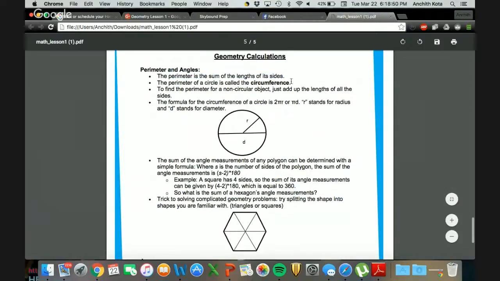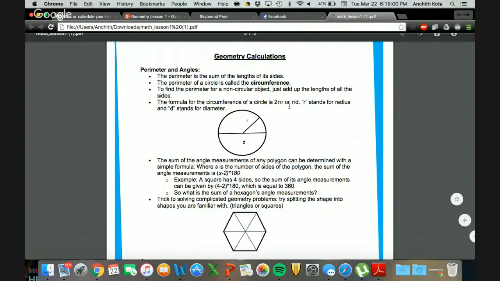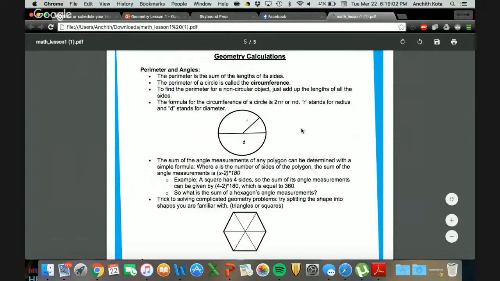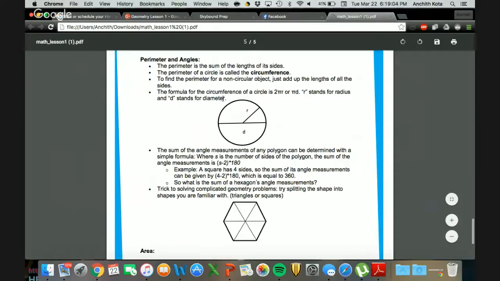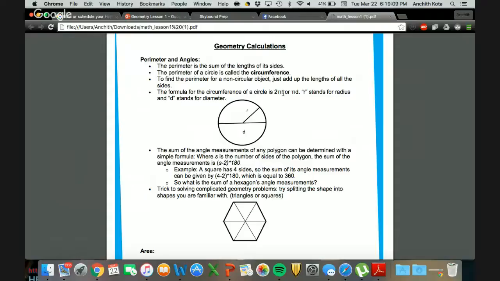And then it's a little different for a circle because it doesn't have sides exactly. So we have a different formula to calculate the circumference, which is the perimeter of the circle. So to find the perimeter of a non-circular object, you just add up the lengths of the sides. But for a circle, it works a little differently. So the formula we use for circumference is 2 pi r.